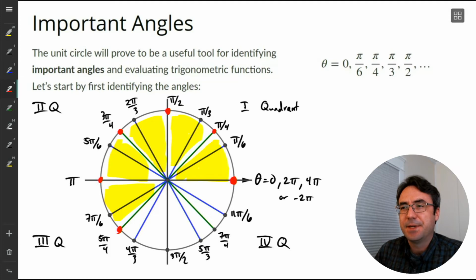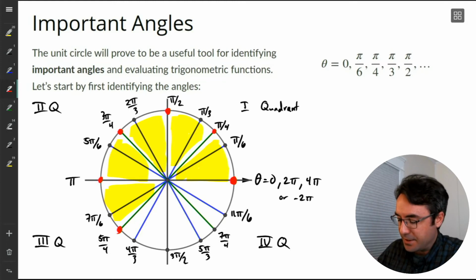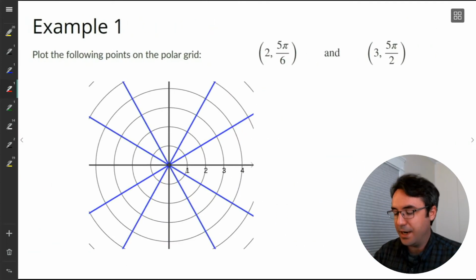All right. And we'll do this on some of the examples too. So you could do that for every single one of these angles, and use this strategy to help fill in the rest of the chart here. All right, let's try an example.